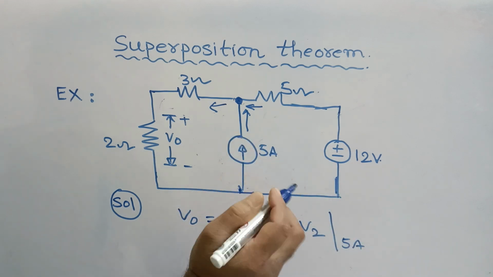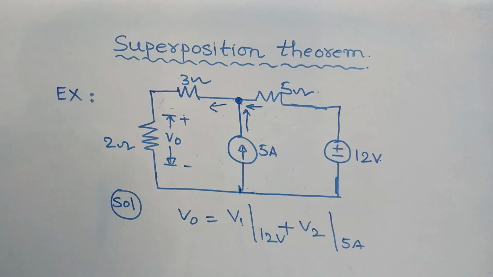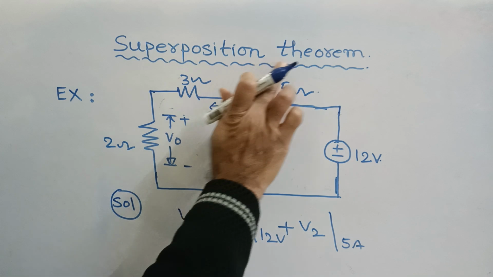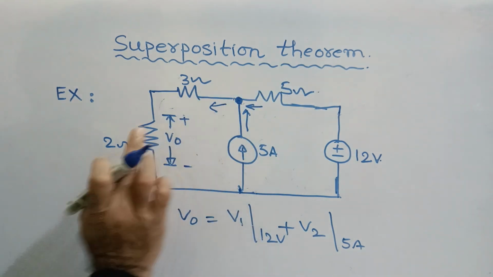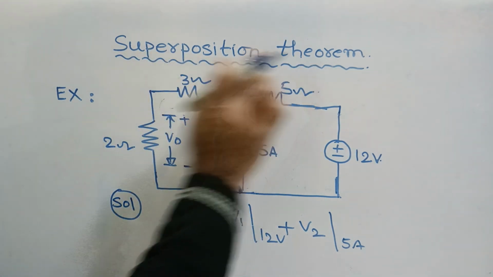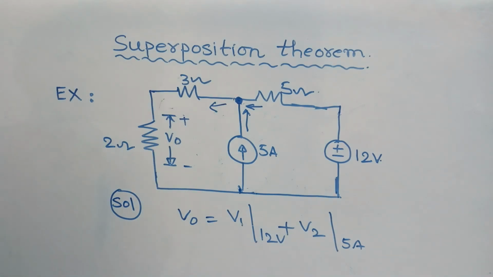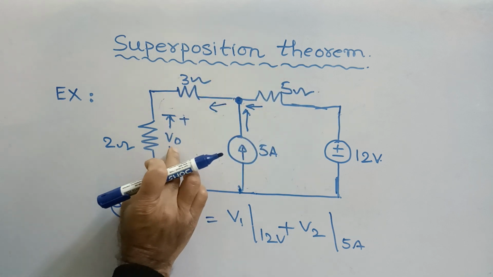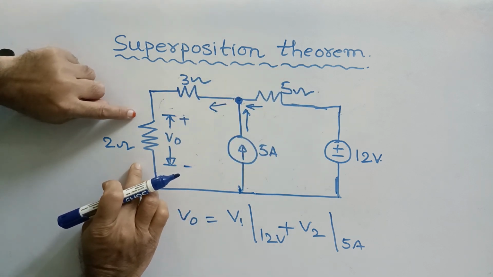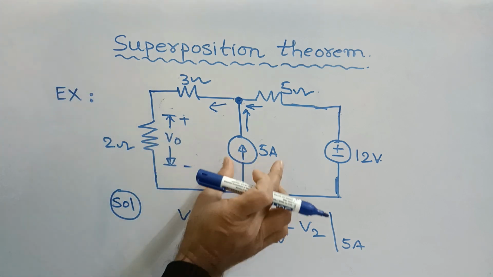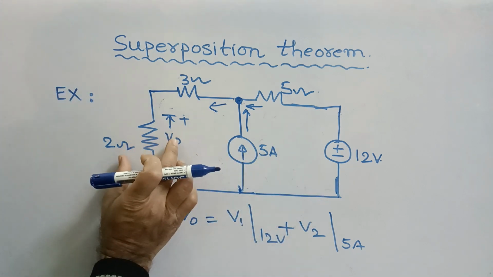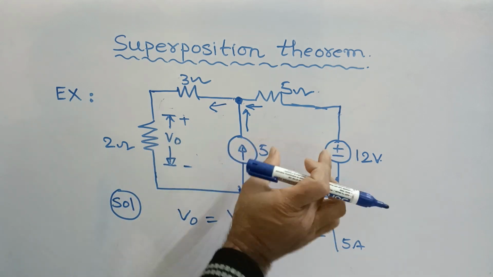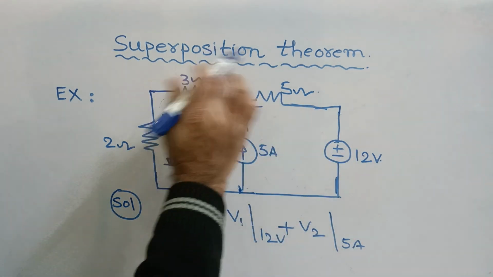So our question is to find the voltage across the 2 ohm resistor, V0, by using the superposition theorem for this simple circuit. Find V0 by using the superposition theorem. So we know what the superposition theorem states: the voltage across the 2 ohm resistor is the algebraic sum of the voltages obtained due to the individual sources acting alone. That is the definition of the superposition theorem.